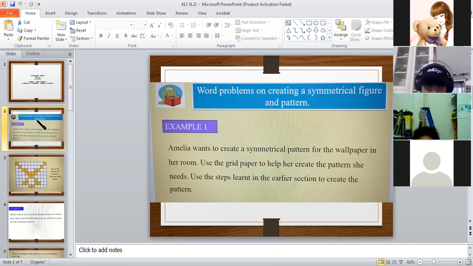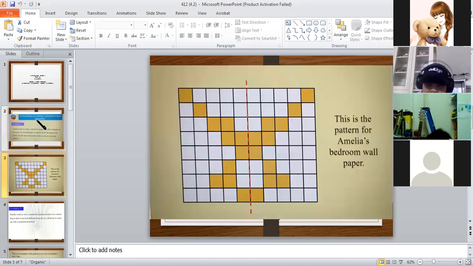Even yesterday we learned about how to create our own symmetrical figures using the grid paper. Understand or not? Remember? Can you all remember the boxes given? Even in the worksheets also. Okay, now let's try to do this. This is the pattern for Amelia's bedroom wallpaper. So how do we find the symmetrical lines for this pattern? You have to create your own symmetrical figure, right? Since this is a grid paper, it's up to you how you draw a dotted line. It can be horizontal or vertical. Understand?